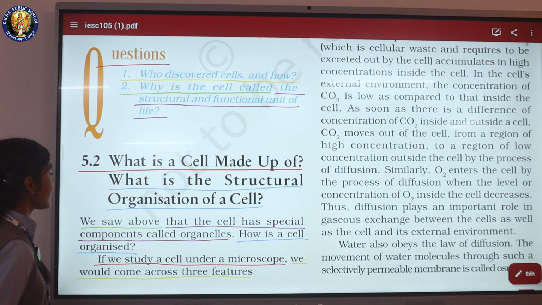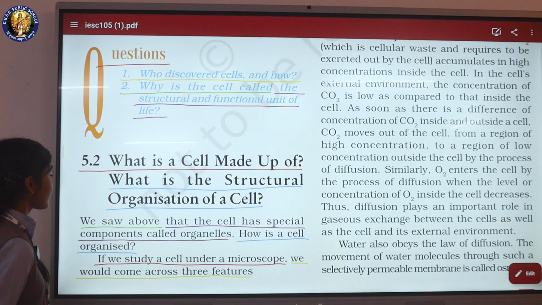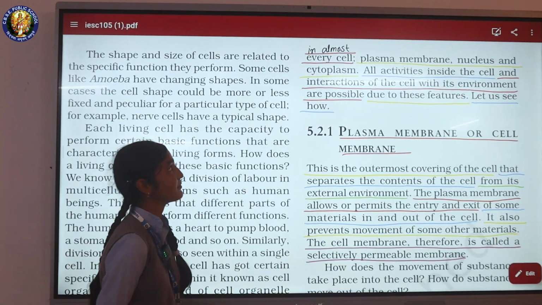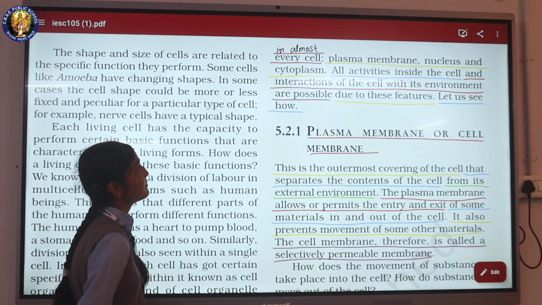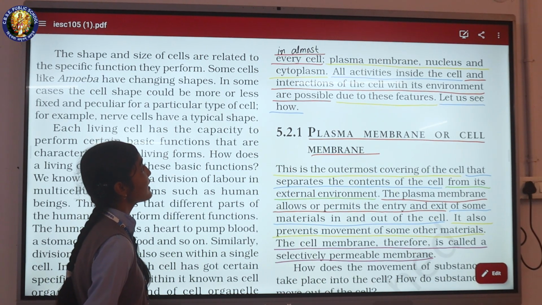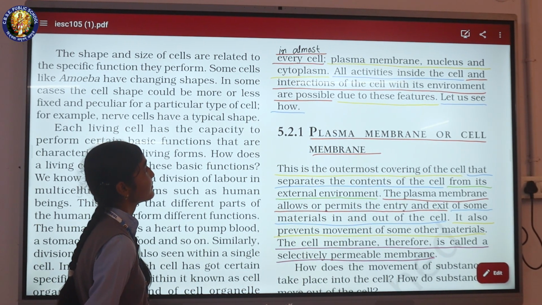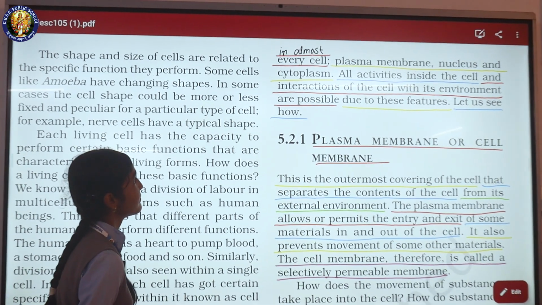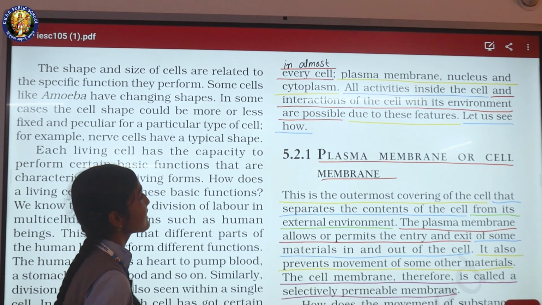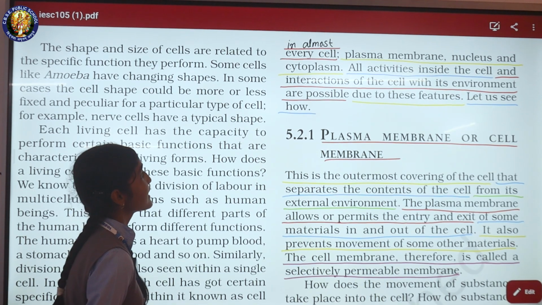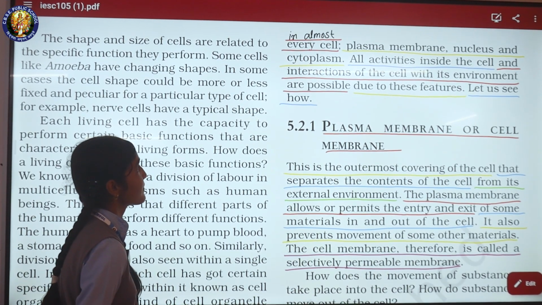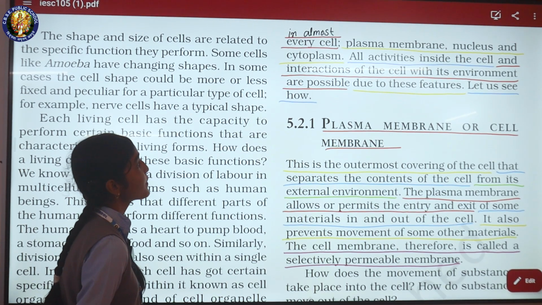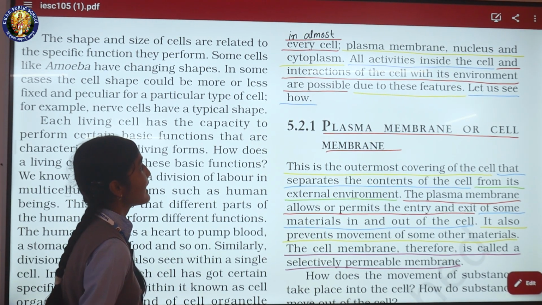If we study a cell under a microscope, we would come across three features. In almost every cell: plasma membrane, nucleus and cytoplasm. All activities inside the cell and interactions of the cell with its environment are possible due to these features. Let us see how.